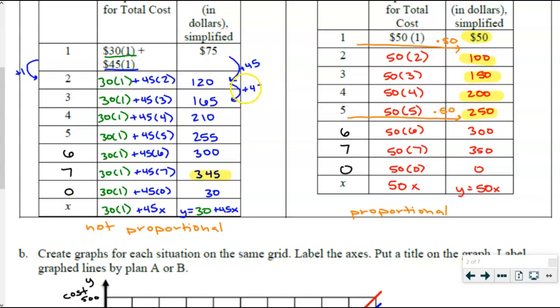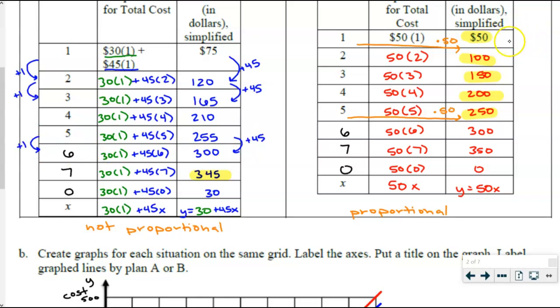Adding $45. Why am I adding $45? Because I rented it for an extra hour. Last time I'm going to ask this question. Let's skip down. How does that 255 change to a 300? We add $45. Why am I adding $45? Because I added an extra hour of time.